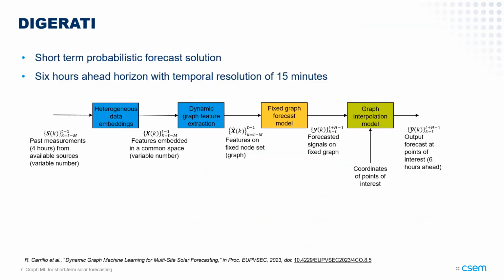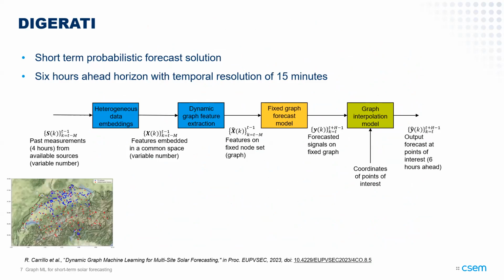So now that's what we've developed, and we call it the Generative solution. It's a solution for short-term probabilistic forecast for 6 hours ahead with a 15-minute resolution. And it receives first as inputs data from either weather stations or from PV power systems. And the first block is called the heterogeneous data embeddings. So what we do is we take data from these 2 heterogeneous sources, and we embed it or project it into a common space where they can live. They can be fused or mixed.